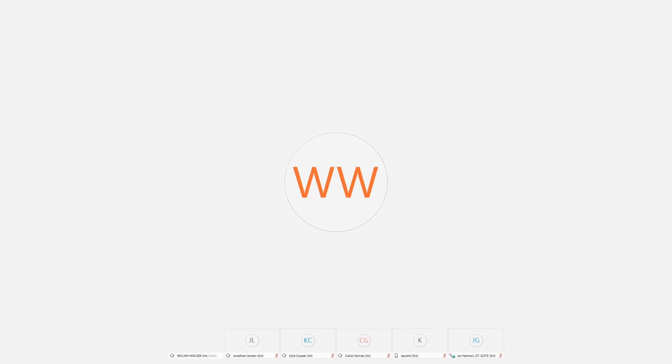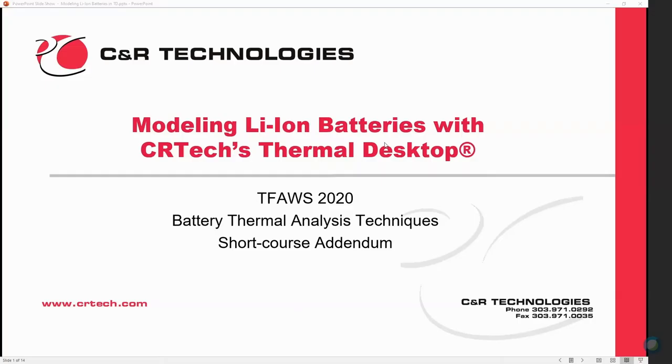And now we're going to take a look one more time with another software package. We're going to look at what we can do for battery thermal modeling when it comes to Thermal Desktop. And so Doug Bell's here to share that with us today.